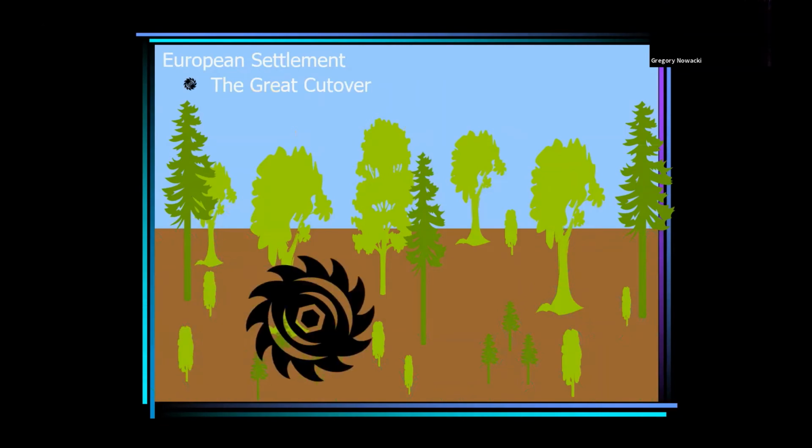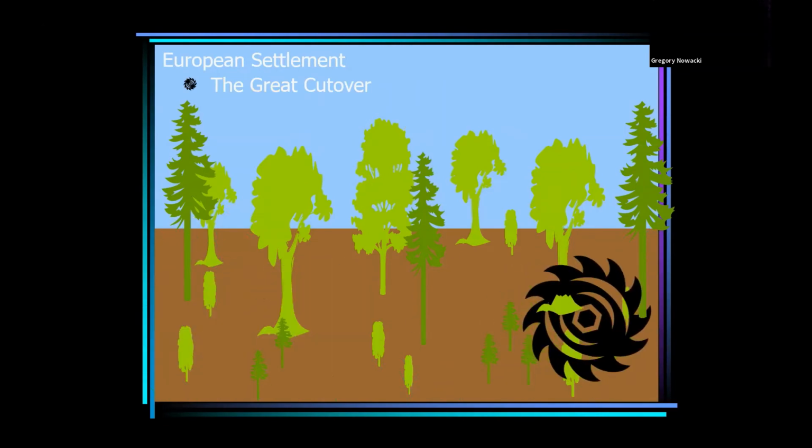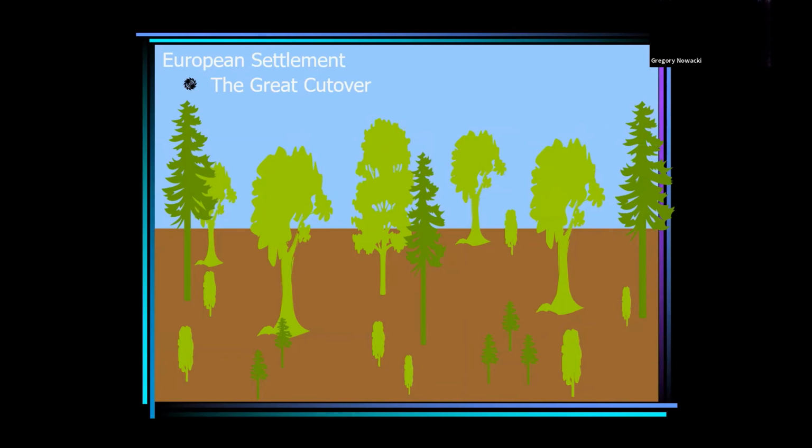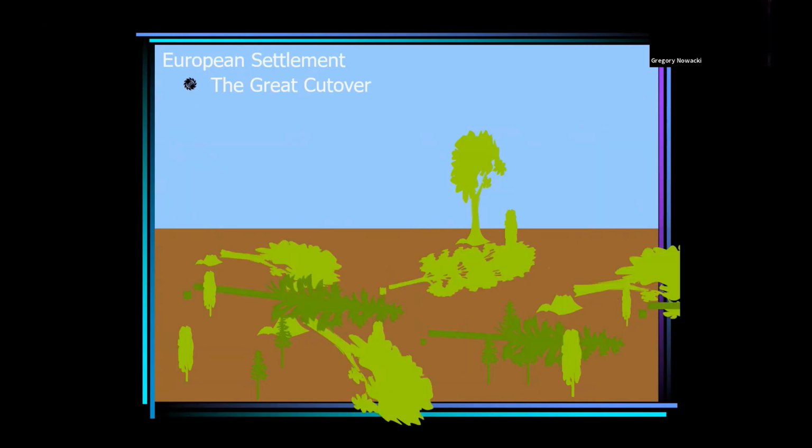What happened along the way? Well, we had Europeans come on the scene, and we had the great cutover that took place. Larger trees were cut down and extracted for timber resources, of course. And we had some regeneration left on site, smaller pine trees and oak trees that you see here. Well, it wasn't just a great cutover that took place.